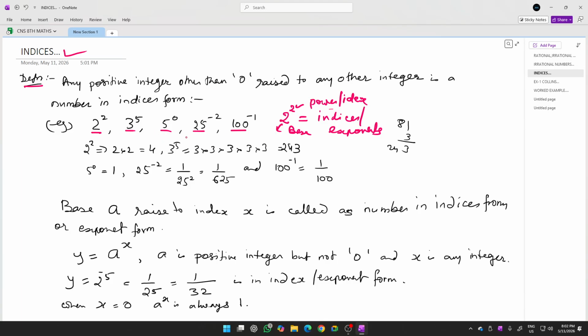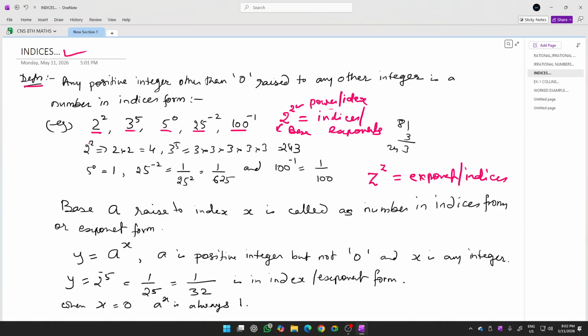The base can be any integer other than 0, and the power of the index can also be any integer other than 0. It can be positive, it can be negative. So an integer which is not equal to 0 raised to another integer which is also non-zero, this type of number is known as an exponent number. Is that clear? Or you can say a number in the indices form, right? An integer raised to an integer.